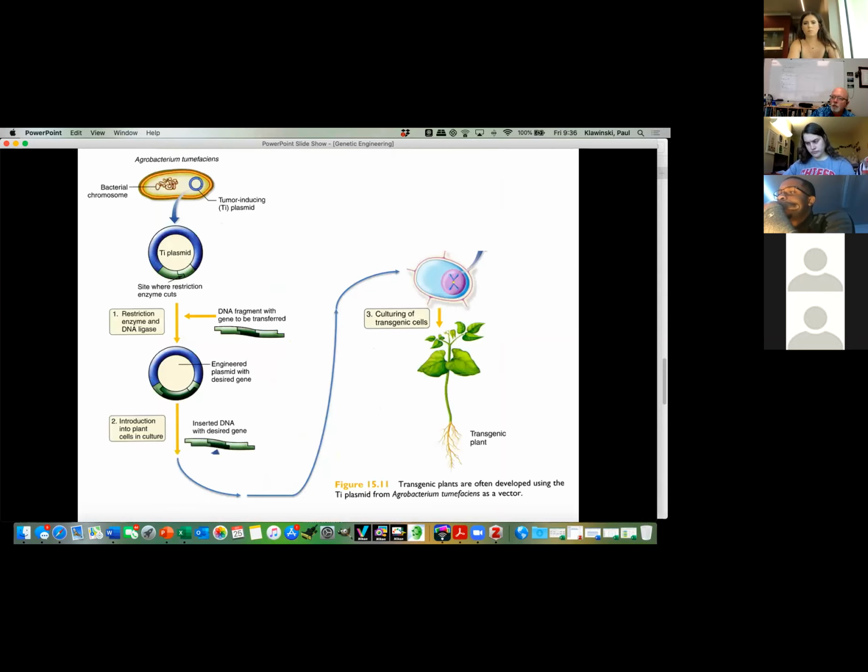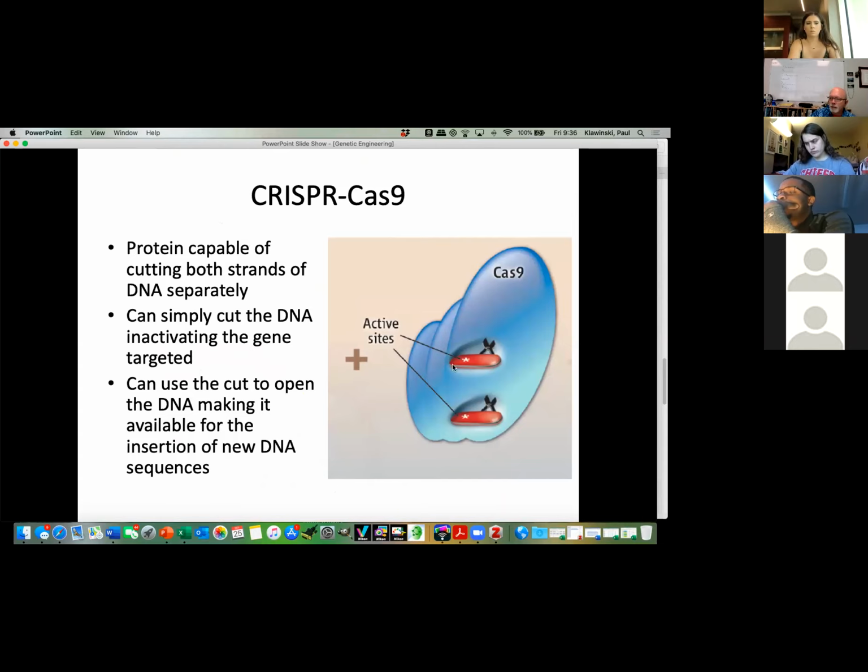Cas9, though, tends to cut things, and this particular cartoon shows it as a kind of Swiss Army knife with a little scissor attachment. Cas9 tends to cut DNA without making sticky ends. This protein is capable of cutting both strands of DNA separately. It can simply cut the DNA, and when it cuts the DNA, it inactivates the gene, or it can cut the DNA to open that DNA up to make it available for the insertion of new DNA sequences. This is why the creators of this particular cartoon illustrate this as a Swiss Army knife. It is kind of a Swiss Army knife of cutting. It can cut DNA so that that DNA can have a variety of things done to it.